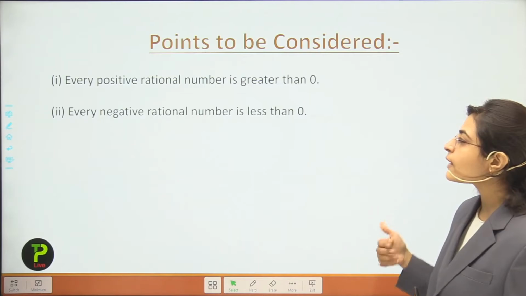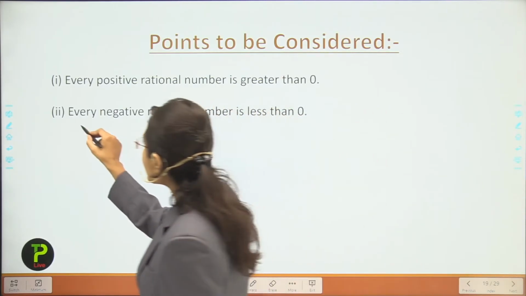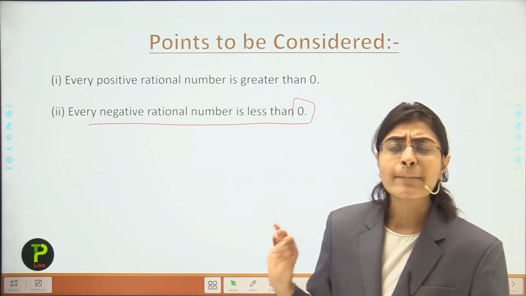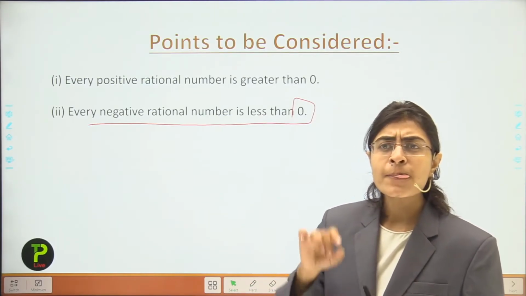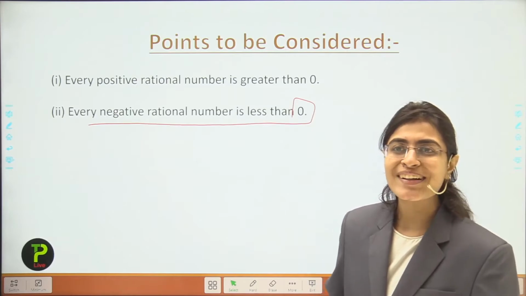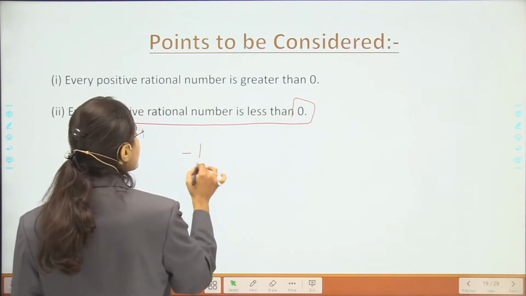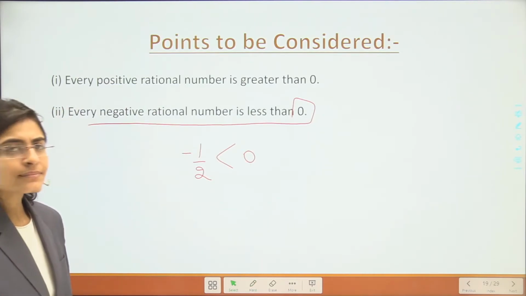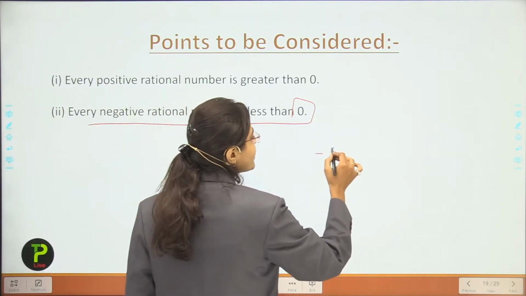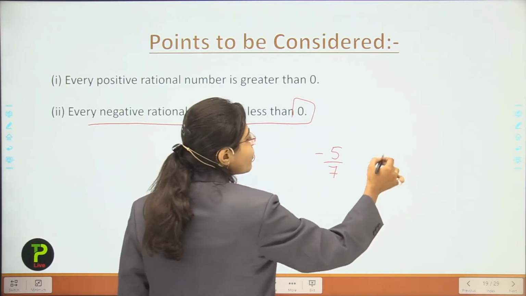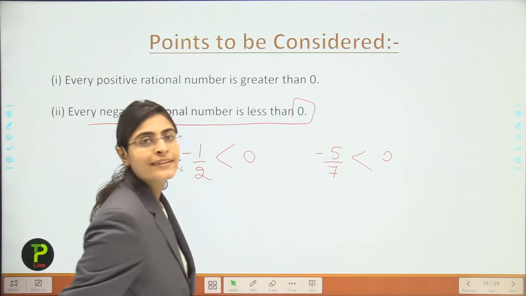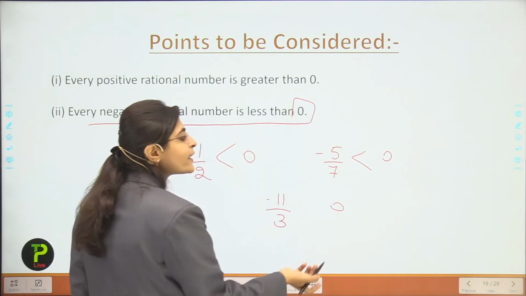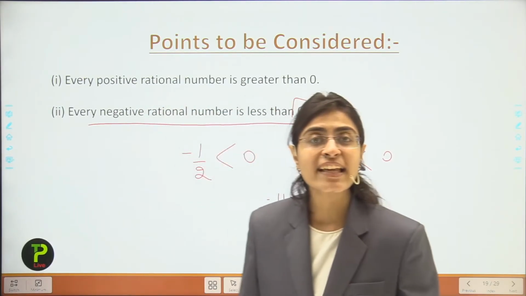Let's move to the second point. Every negative rational number is less than 0. Whenever we compare a negative rational number with 0, 0 is always the greater one. For example, minus 1 by 2 and 0: mark 0 as greater. Similarly, minus 5 by 7 and 0, which is greater? 0. Minus 11 by 3 and 0, which is greater? 0.